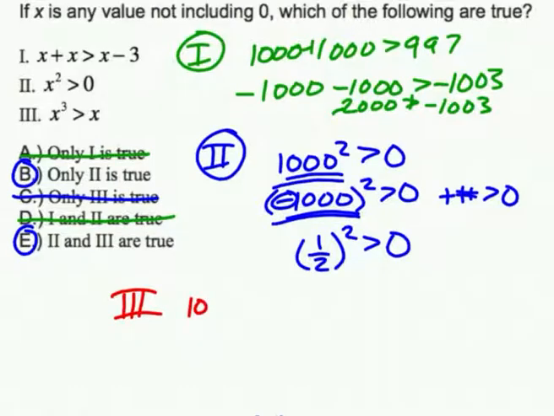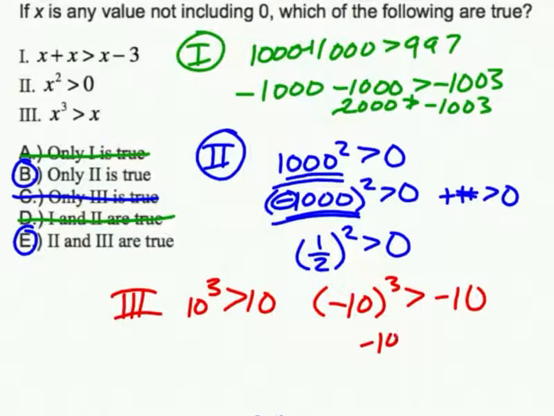So if I plug in, I'm going to get less obnoxious. Let's plug in 10. 10 cubed is definitely larger than 10. That's fine. When I go to do negative, however, I get negative 1,000 is greater than negative 10. That is definitely not true. So 2 and 3 being true is out, and that means my answer must be B only.